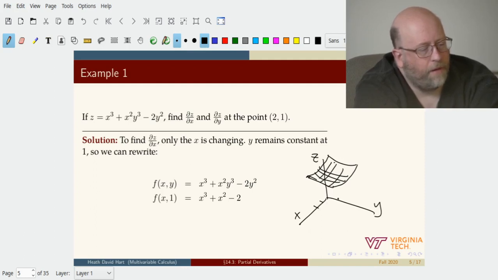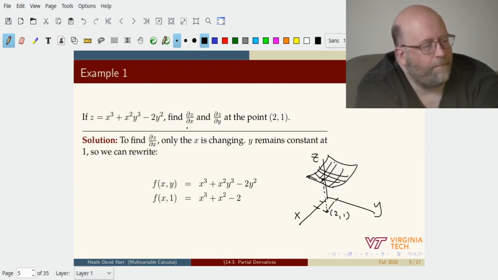But we have this point (2, 1). And that maps up to a point somewhere on the surface. And we want to find both of the partial derivatives at that point.